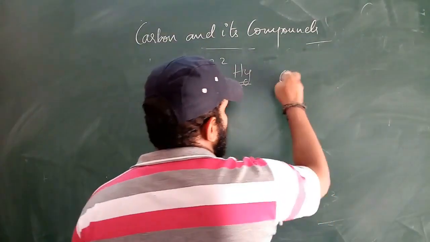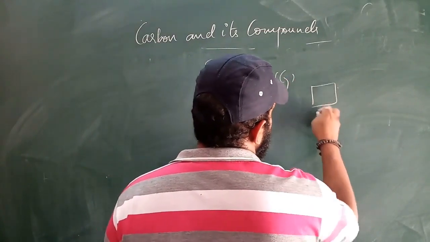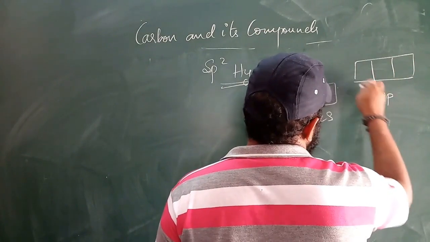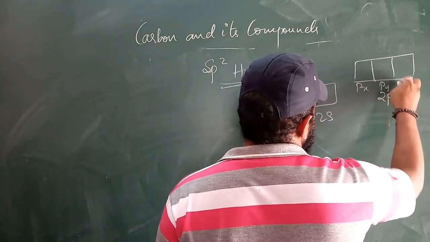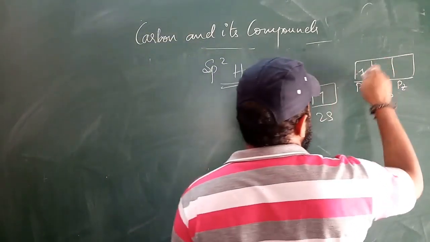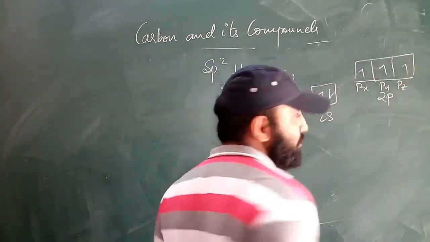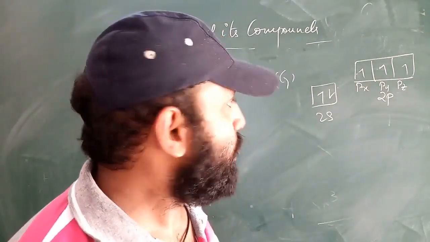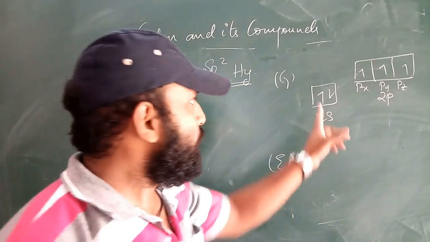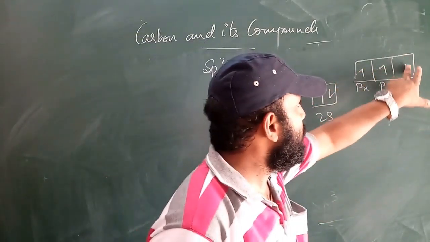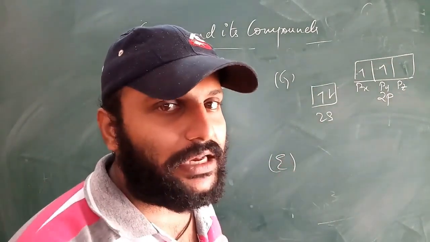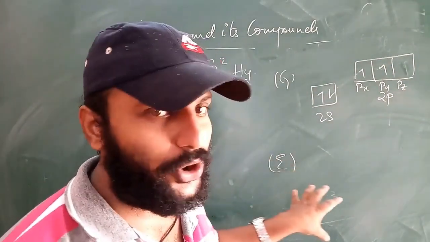If you see the ground state, these are 2s and these are 2p: px, py, pz. Before the bonding time, if you go for the excitation, first the promotion of an electron will take place. After that, the hybridization process takes place. That's what I will be drawing here.